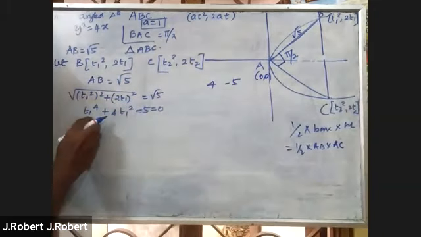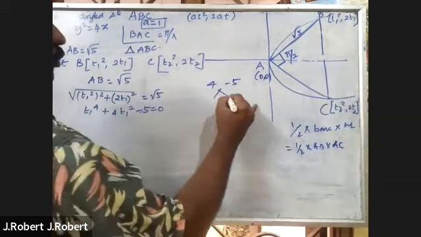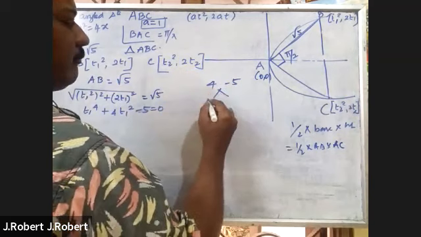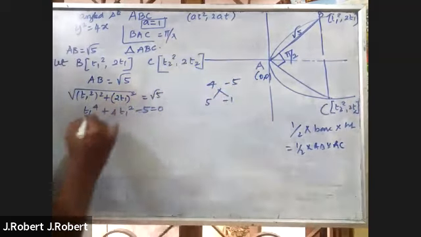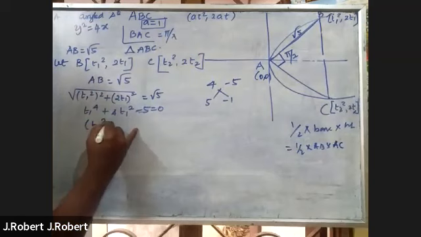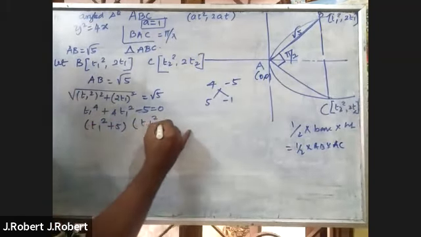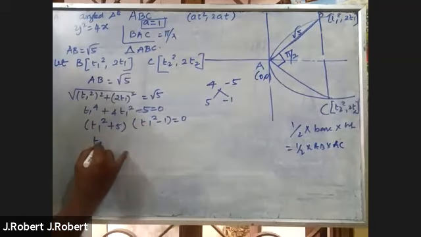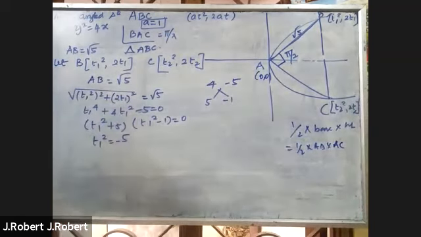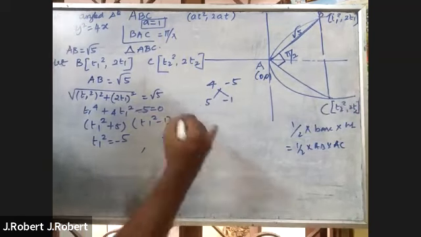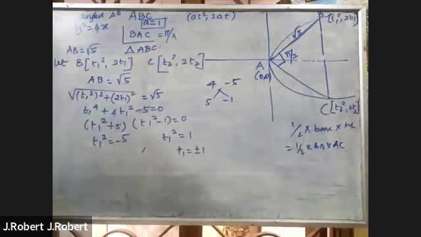Now, adding we get 4, multiplying the same numbers we get minus 5. Here the variable is t1 square, so adding should give 4 and multiplying should give minus 5. What are the numbers? 5 minus 1 is 4. So I can write this as t1 square plus 5, and then t1 square minus 1 equal to 0. t1 square plus 5 is not applicable. Therefore, I can say t1 square is equal to 1, or t1 is equal to plus or minus 1.